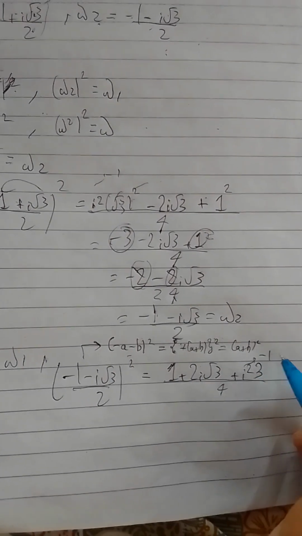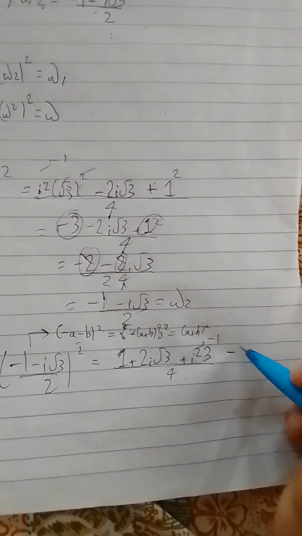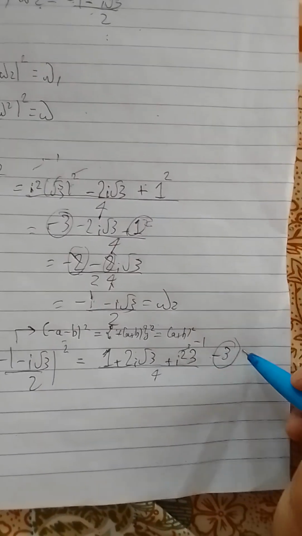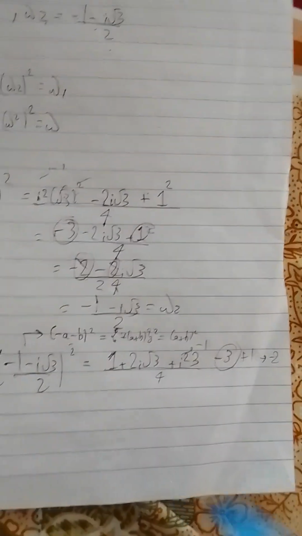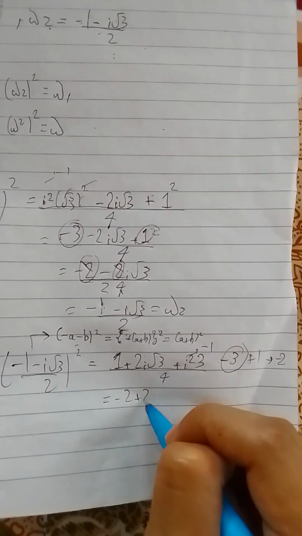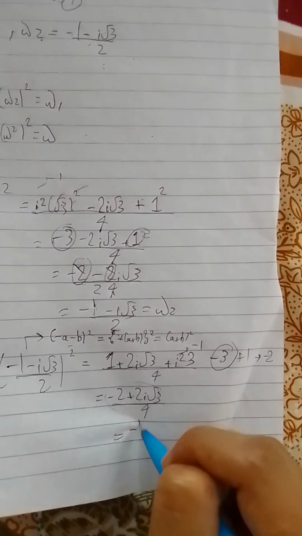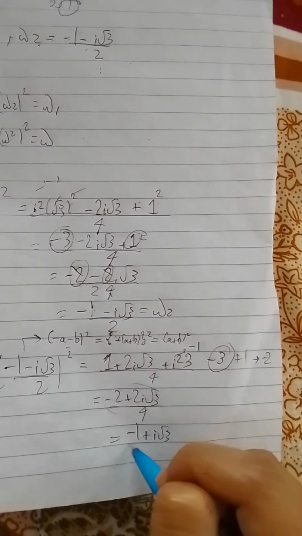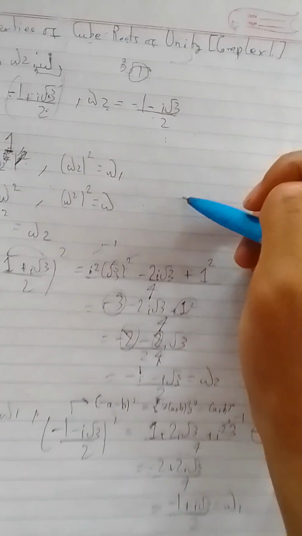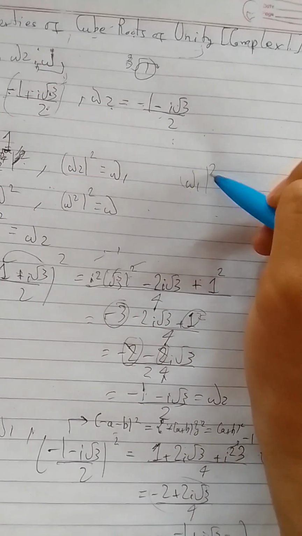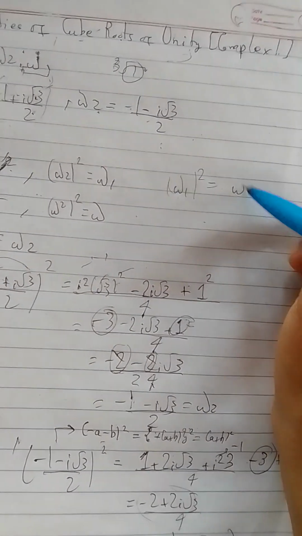This is minus 1. Let's do it directly. Minus 1, which becomes minus 3. Minus 3 plus 1 is minus 2. So we have minus 2 plus 2 i root 3 by 4. The 2's cancel. So we have minus 1 plus i root 3 by 2, which equals omega 1. Hence, we have proven that the square of one complex cube root of unity equals the other one, and vice versa.